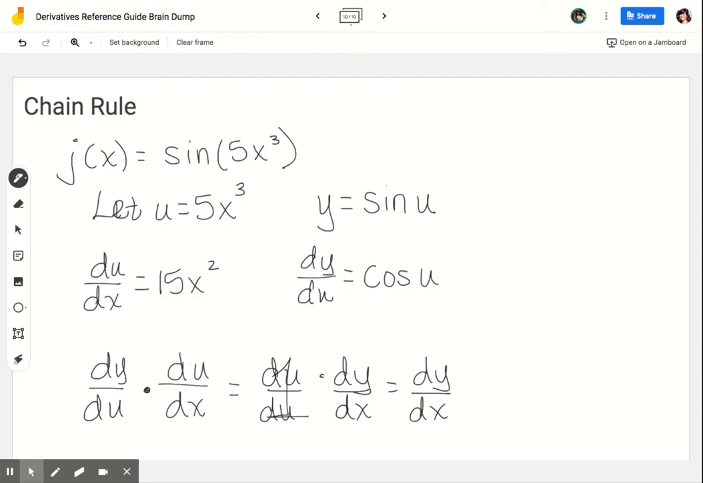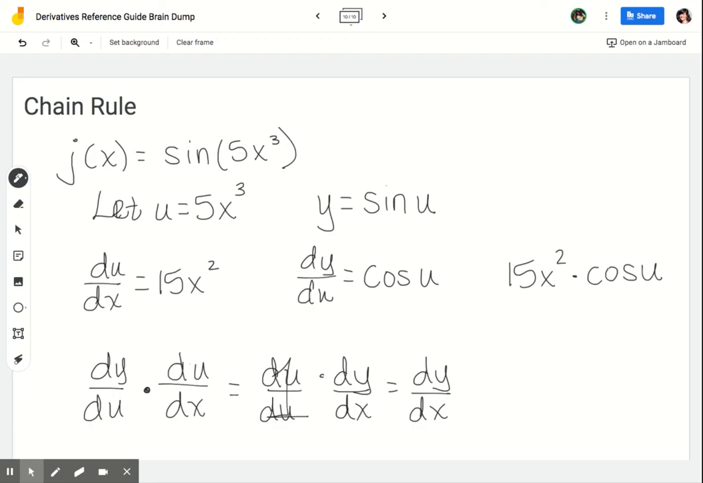So what that's saying is if you want the derivative of a function like this, you can multiply dy du times du dx. So I'm going to multiply, it doesn't matter the order, of course, 15x squared times cosine u. So the derivative of sine here would be equal to this.